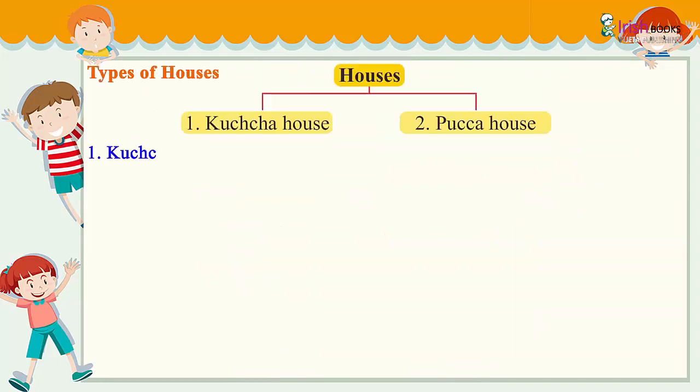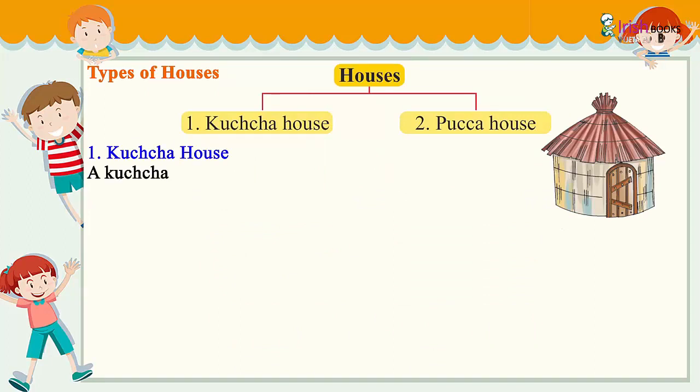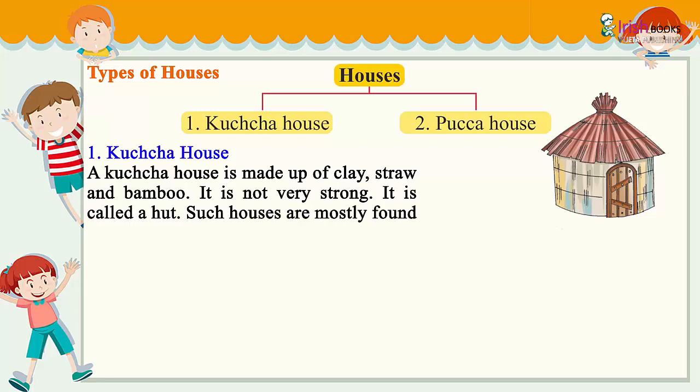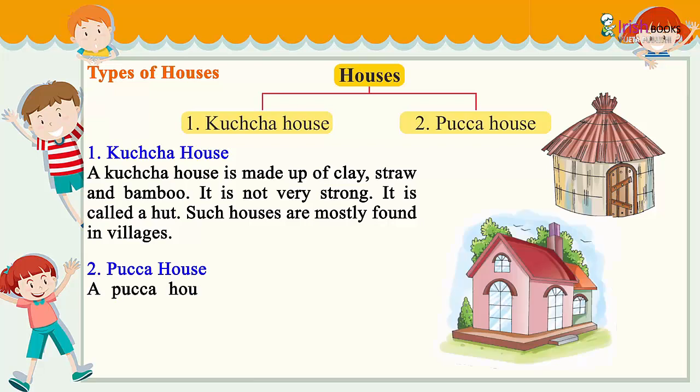Types of houses. Number 1, Kacha house. A Kacha house is made up of clay, straw and bamboo. It is not very strong. It is called a hut. Such houses are mostly found in villages.